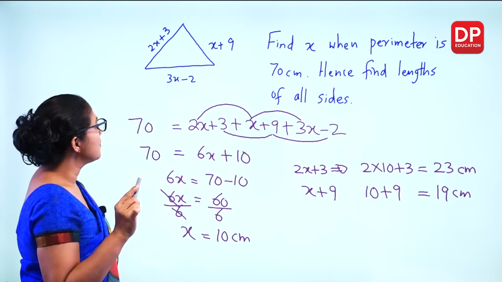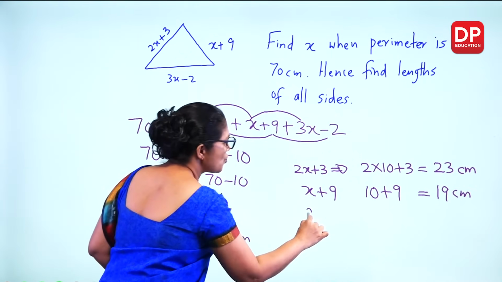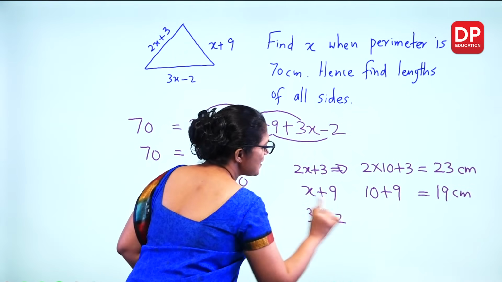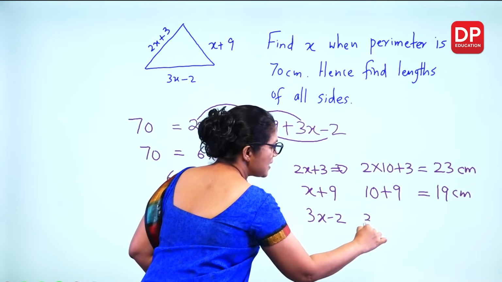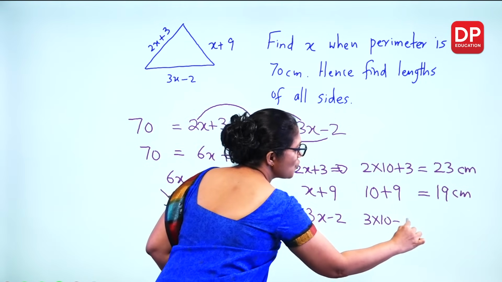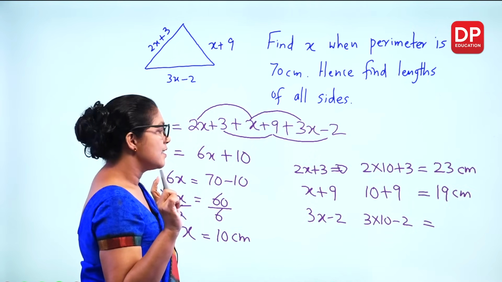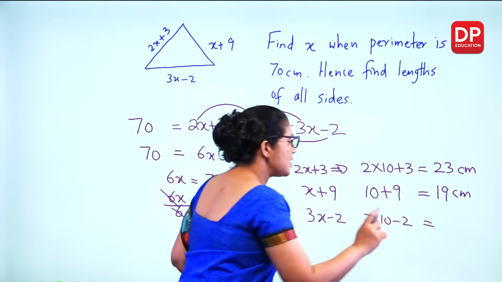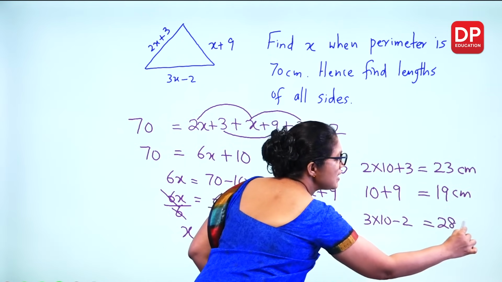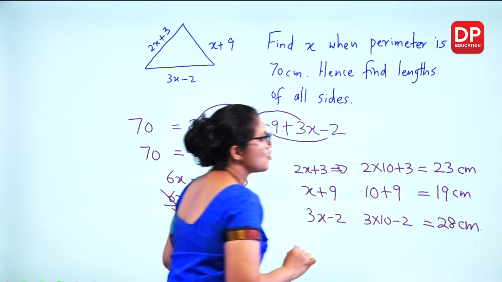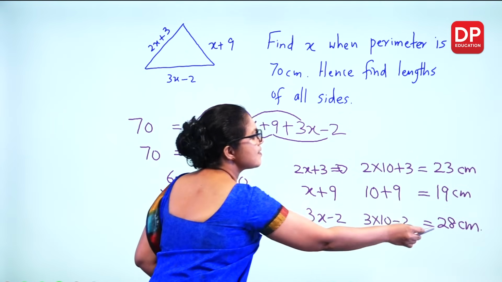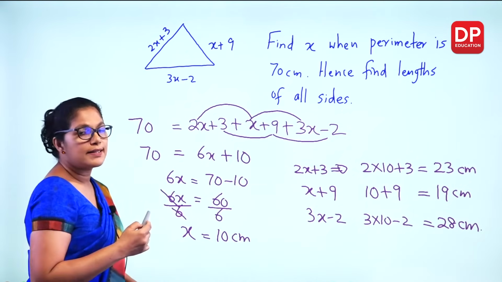What's the third one? 3x minus 2. So what is 3x minus 2? 3 times 10 minus 2. So according to BODMAS, 3 times 10 first. So you get 30. 30 minus 2, you get 28 centimeters. So these are the lengths of this triangle.